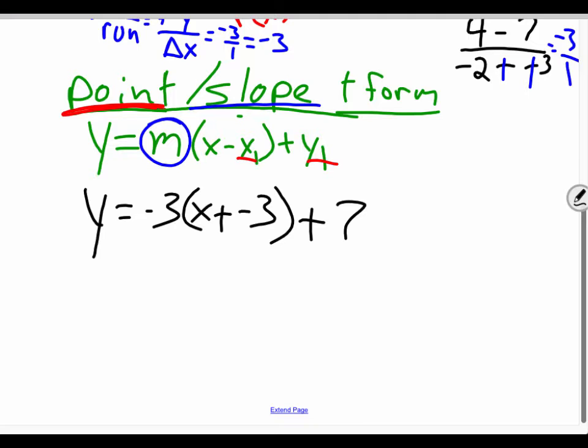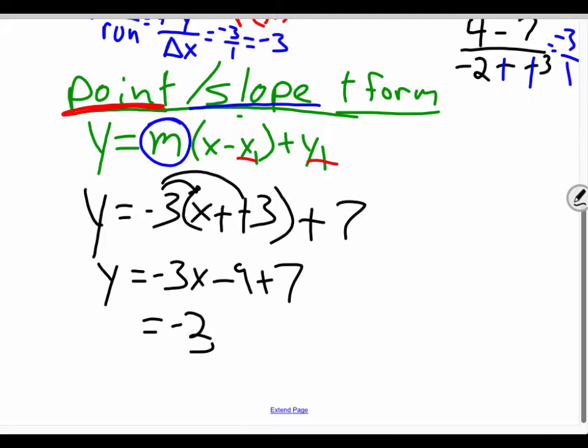Okay, cool. So when I minus a minus, it becomes a plus. And so I get y is equal to, distribute the 3 through the parentheses, I get negative 3 times x, negative 3 times 3 is negative 9, and then tack on the plus 7. This becomes negative 3x minus 2. Okay. Does that make sense? Any questions on that? Let me check in the book. Yeah, I think that's right.